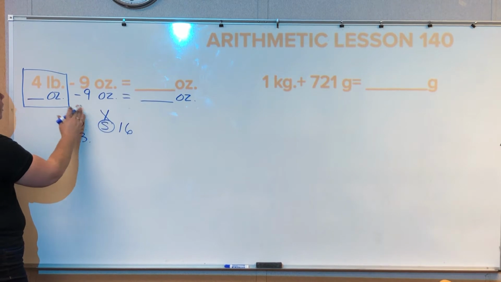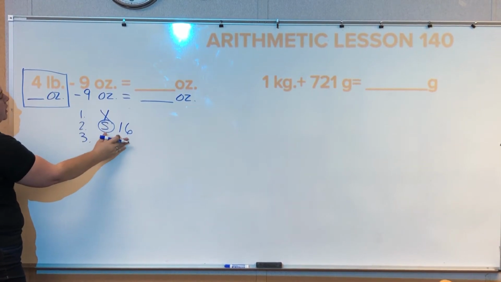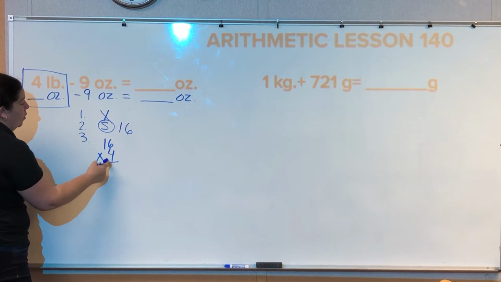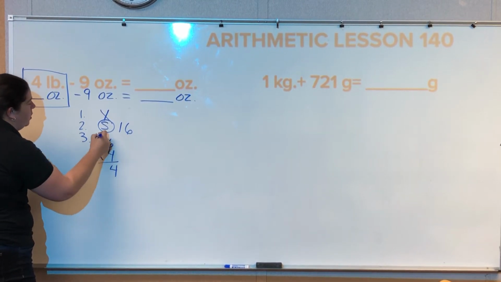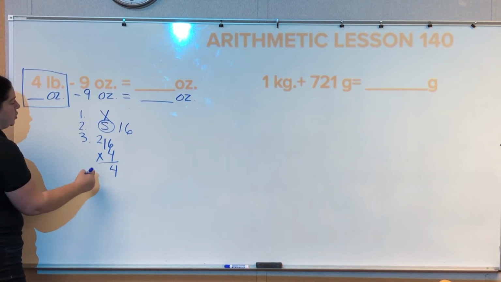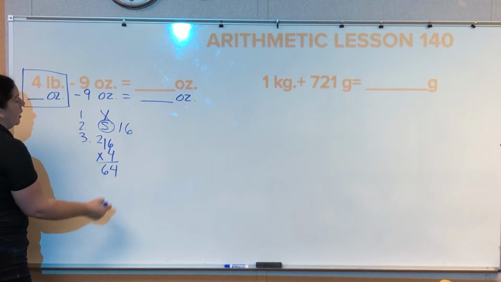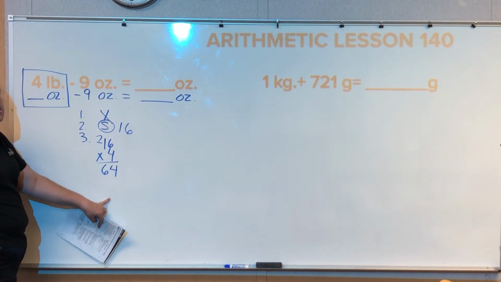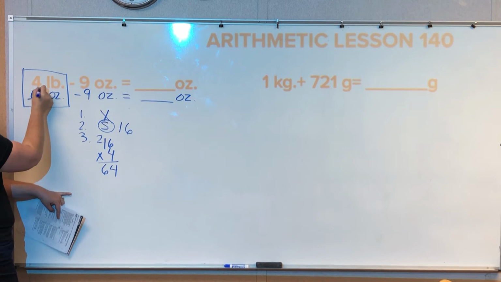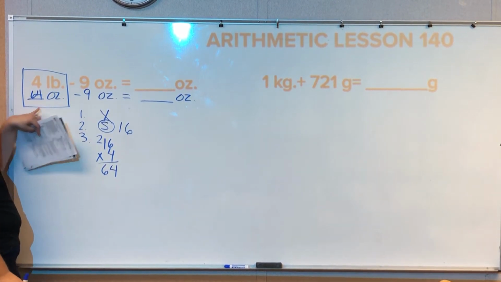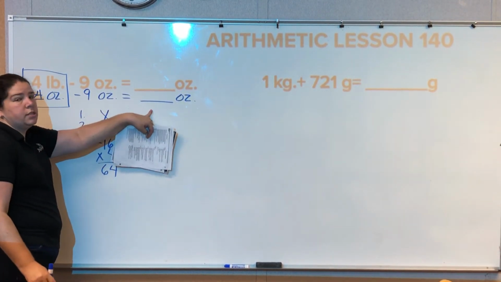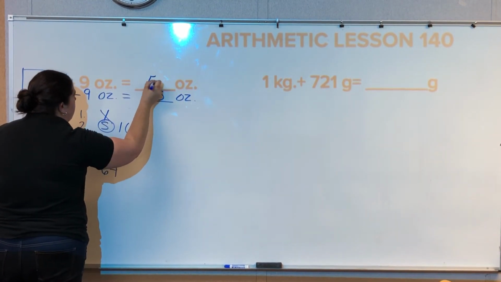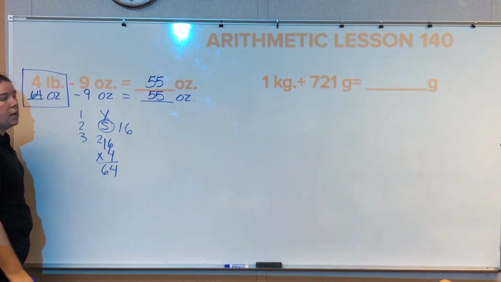So, we have 16. Now we need to multiply 4 pounds times 16. We start with a larger number and we multiply. 4 times 6 equals 24. 4 times 1 is 4 plus 2 is 6. And our answer is 64. Where do we put that answer? 64 goes into the box. Very good. Now, 64 minus 9 equals 55. Good, you guys are quick. And our answer should be 55 ounces.